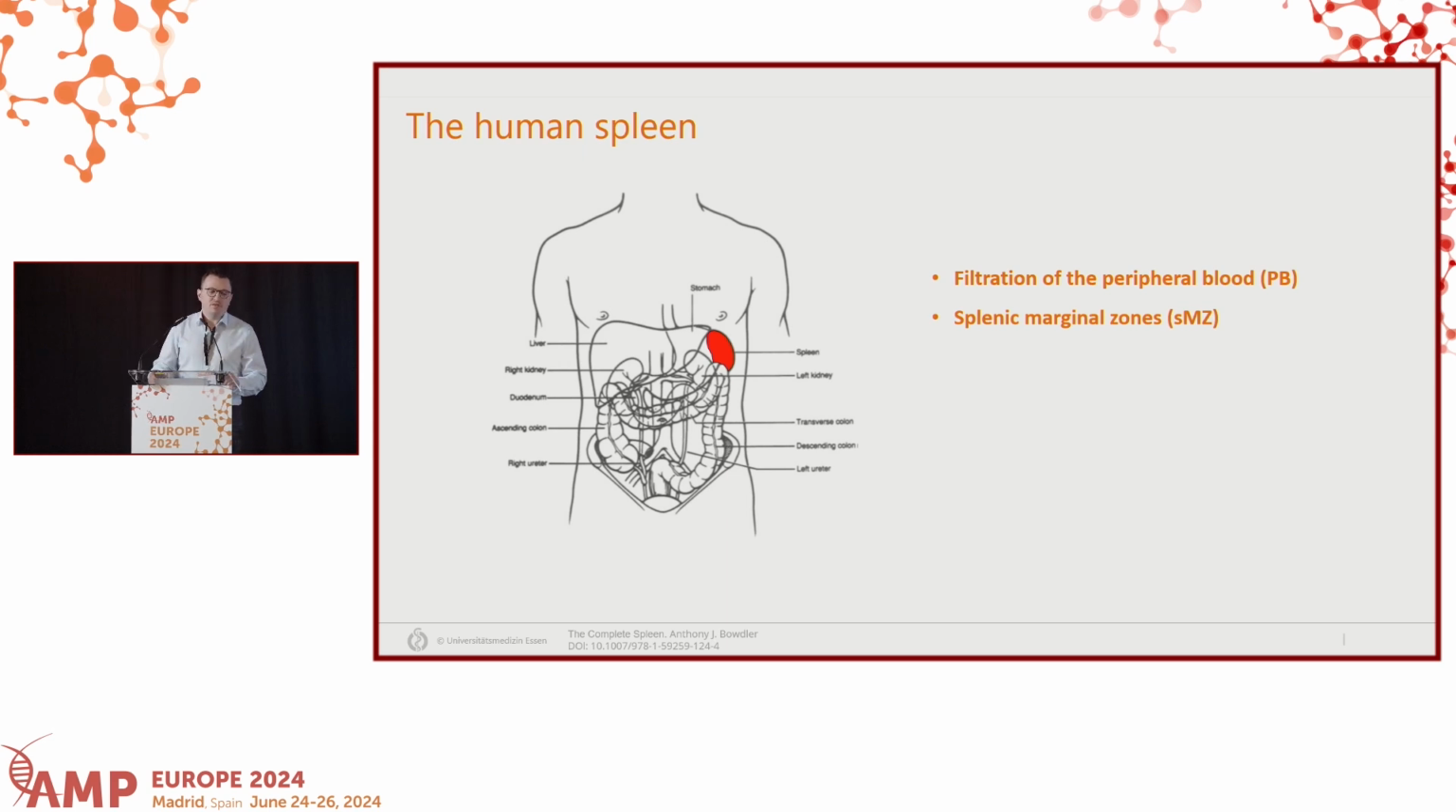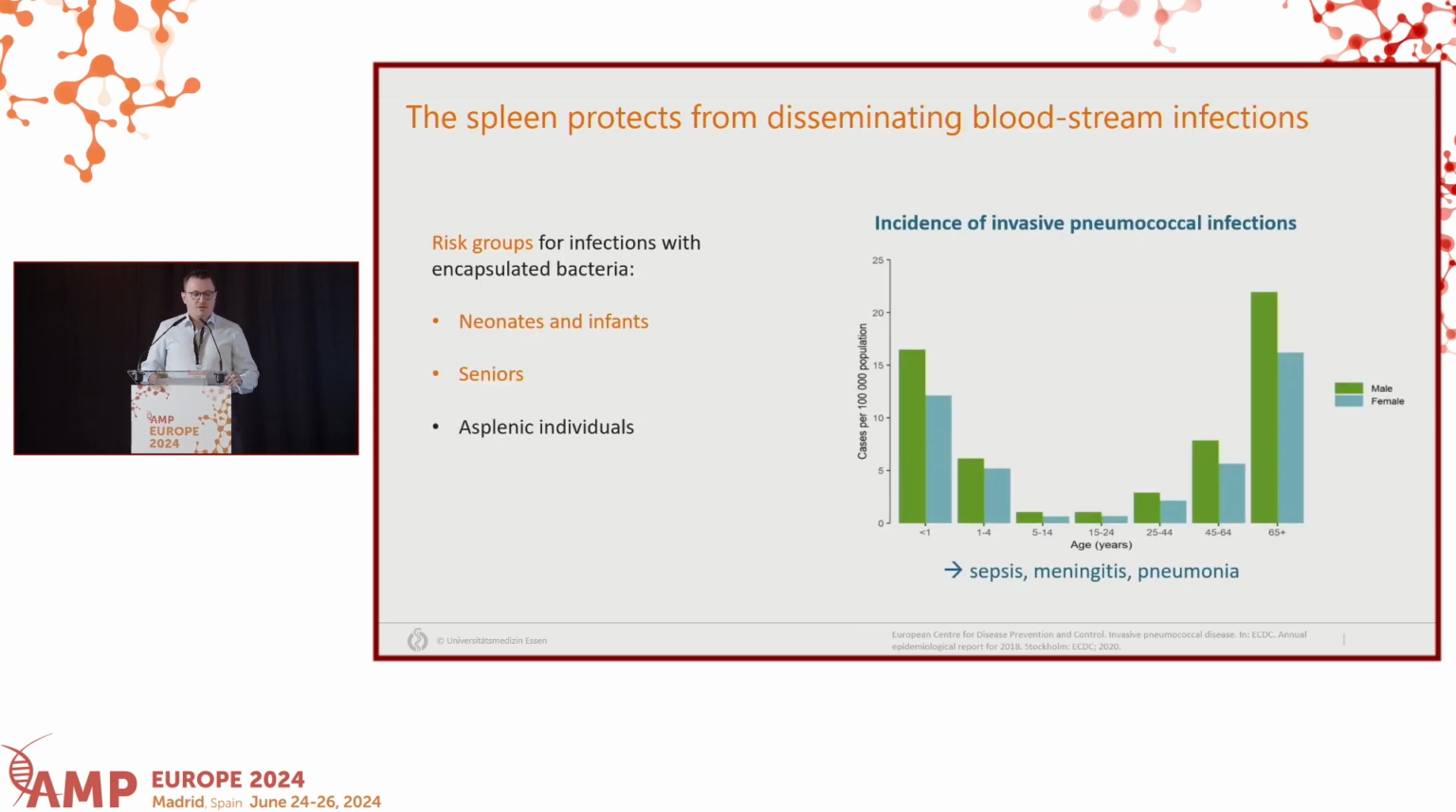First of all, the spleen is important in defense against infections of the bloodstream because the spleen is the largest filter of the peripheral blood in the human body. And in particular, the splenic marginal zone and the immune cells inhabited there are important for this function. As you may know, the spleen is really important in the protection against infections with encapsulated bacteria.